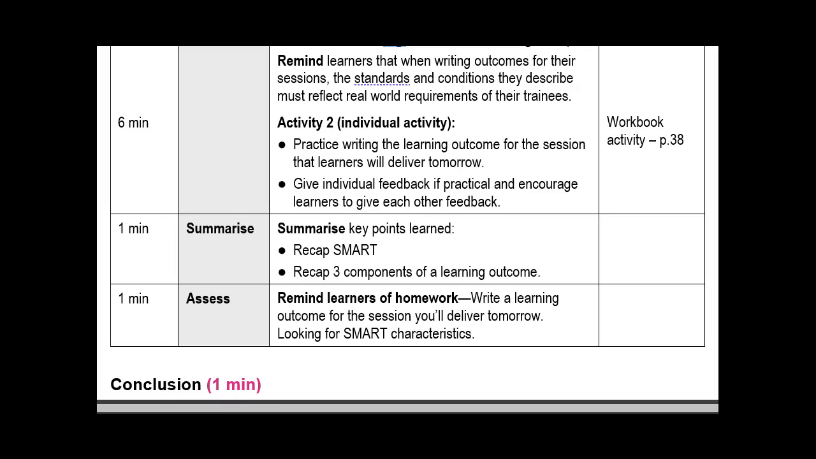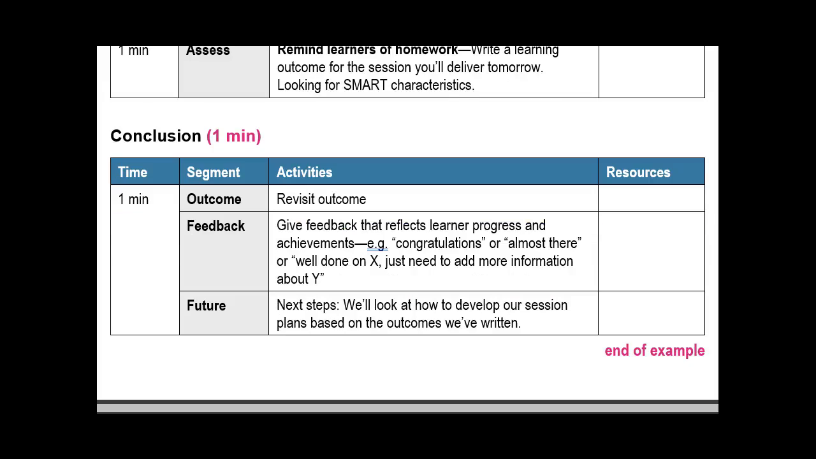And we move into reminding the learners, getting them to come up with an individual learning outcome. So again, we've done it in groups, we've guided them, now off you go, you're on your own. Summarising and then assessing them. So write a learning outcome for the session you'll deliver tomorrow, looking for SMART characteristics. So we've given them a little bit of a homework task there. And then we've got our conclusion, which is again 1 minute. So if we go through and add it up, we've got a conclusion that's 1 minute. Our body is 24 minutes and our intro is 5 minutes. There's your 30-minute session.